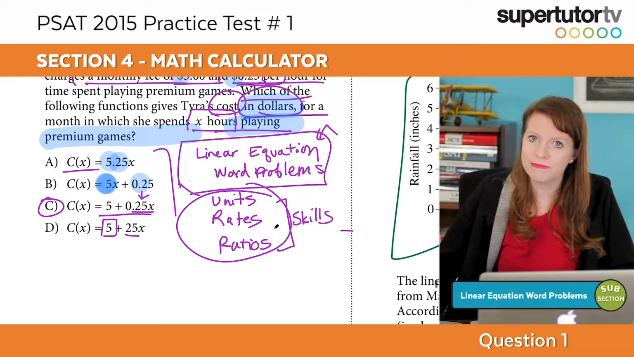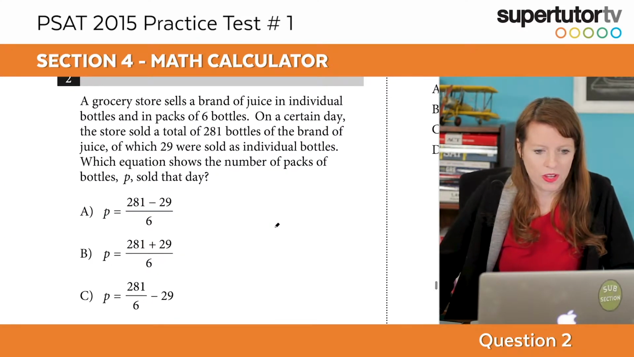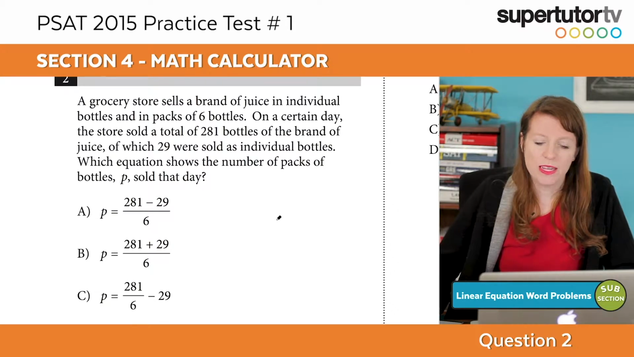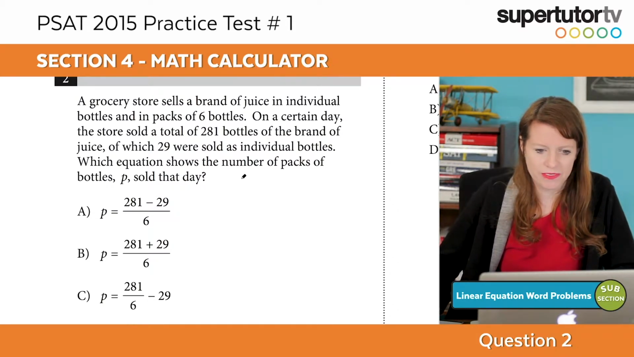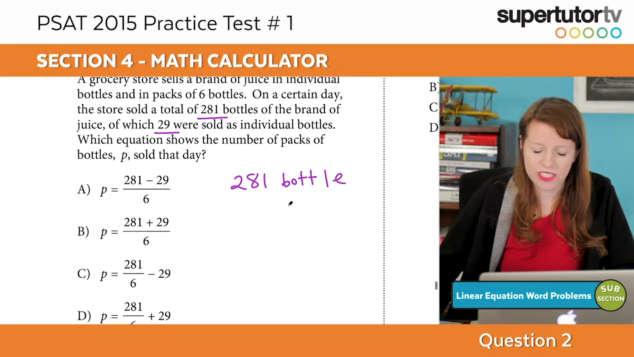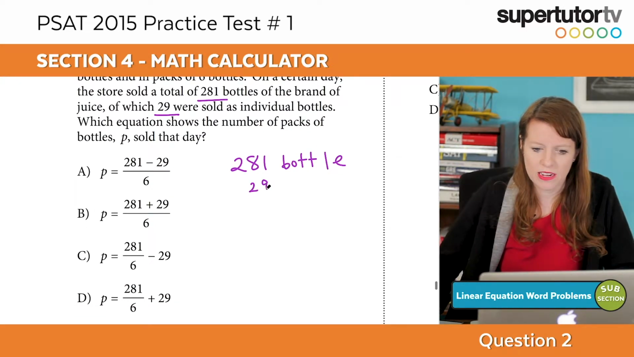Cool, cool. All right, number 2. A grocery store sells a brand of juice in individual bottles and in packs of 6 bottles. On a certain day, the store sold 281 bottles of the brand of juice, of which 29 were sold as individual bottles. So I'm going to subtract 29 from this to just see how many bottles were not sold as individual bottles. I'm just anticipating that.